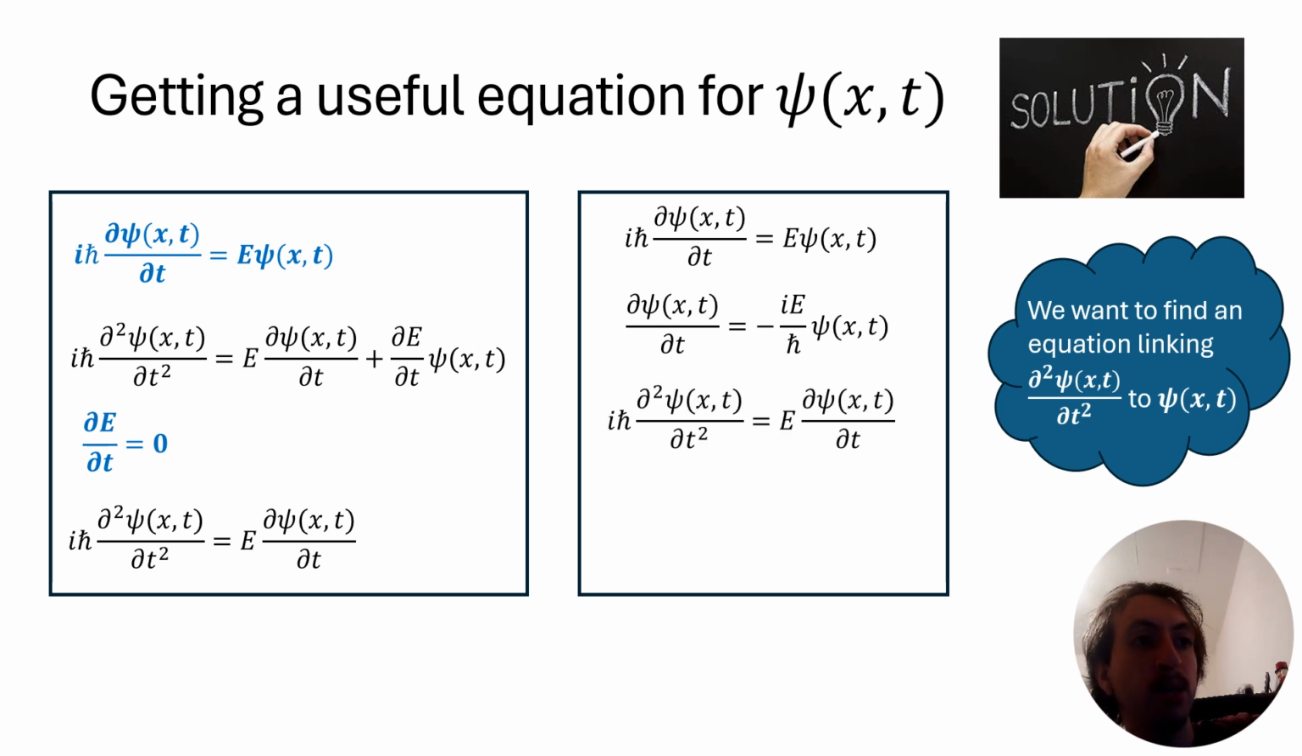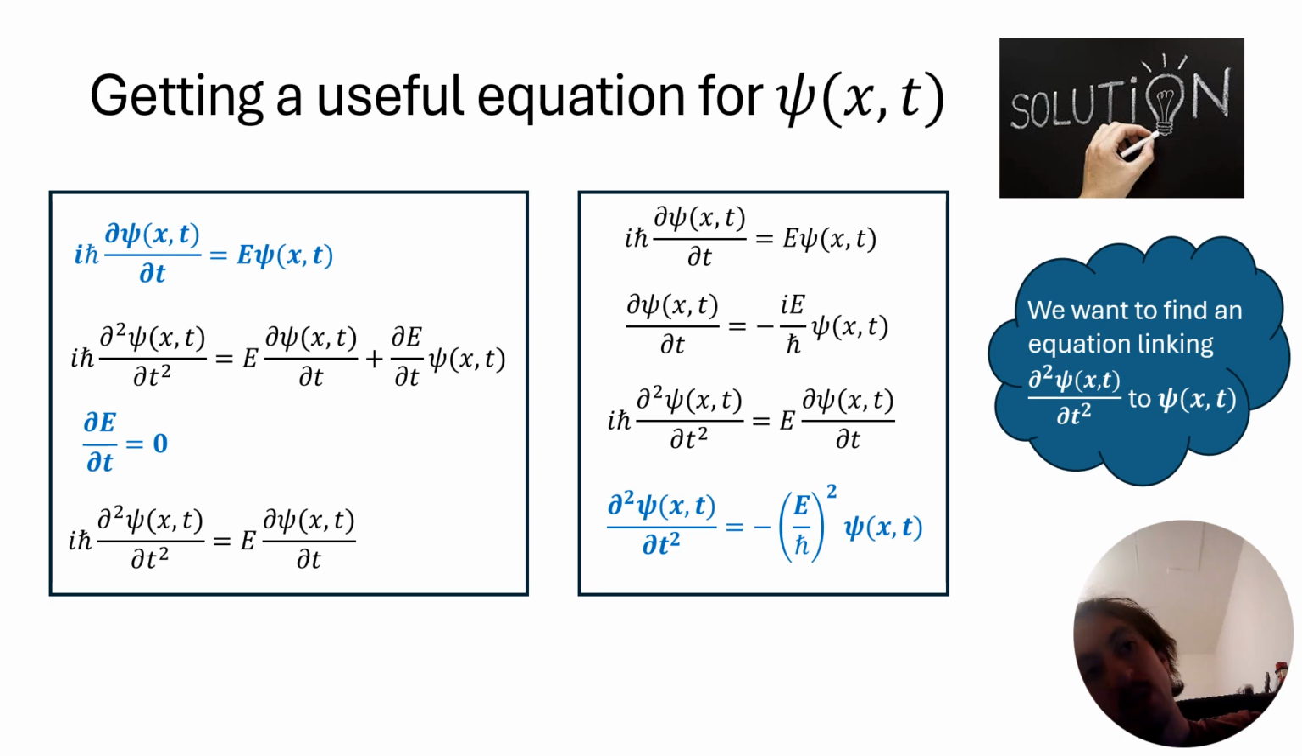So we go back to the equation we had at the bottom of the left-hand box, which I've just rewritten here. And now if we substitute a partial derivative of a wave function with respect to time for minus this constant times our wave function, we'll get this equation. And this equation is really useful because it relates a second order derivative in time of a wave function to the wave function itself.